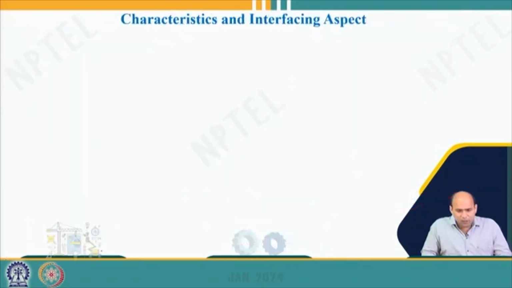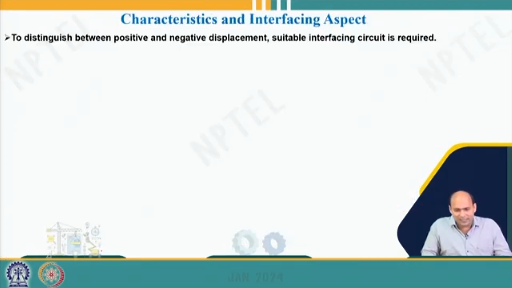Now let us move forward to understand its characteristics and interfacing aspect. So we just told that in order to measure the displacement properly, we need to know both the amplitude as well as the direction. So we should be able to distinguish between the positive and negative displacement properly, then only I can measure the displacement properly, isn't it? And for that we need a suitable dedicated interfacing circuit, right?